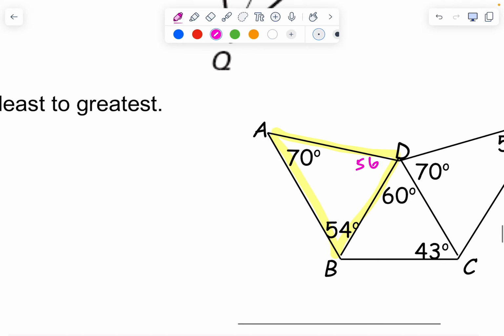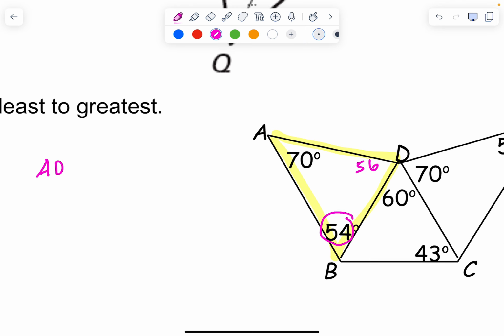Yes. So 54 is the smallest, so that means side, what is the smallest? AD. And then 56 is our next one, so side what? AB. And my longest side just in that triangle is which one? BD. And I will leave them alphabetically at all times because something is going to repeat.